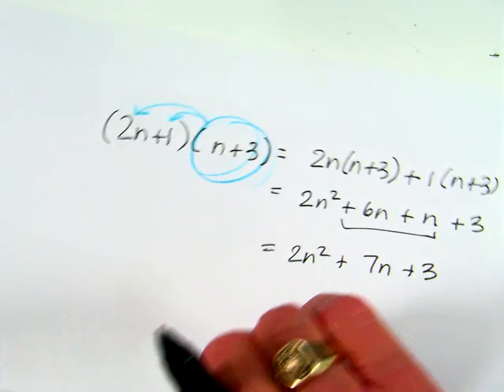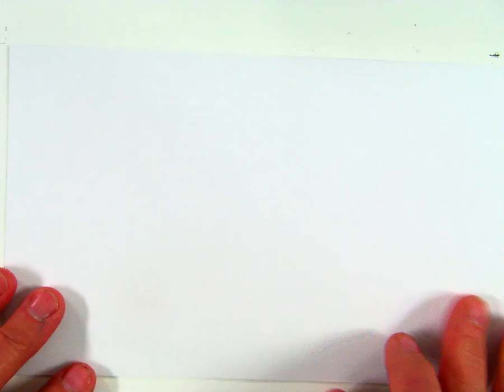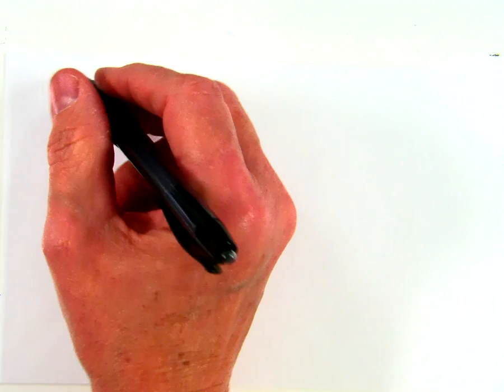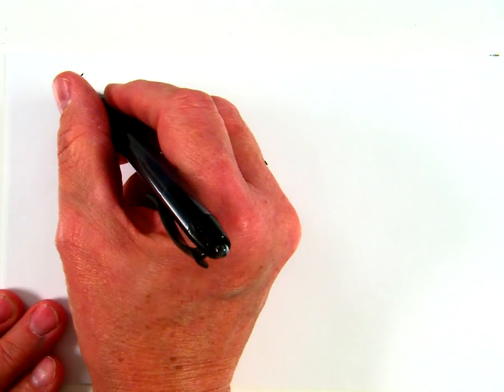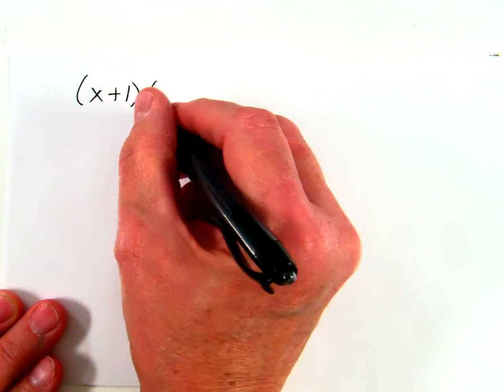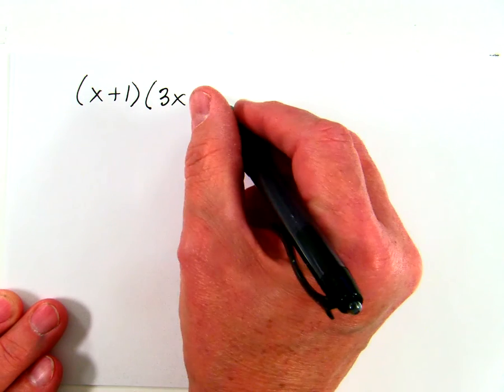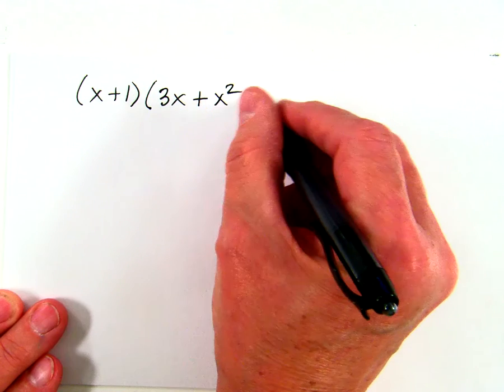Okay. Next up, let's practice. First off, let's see a really messy one. I mean, like really exceptionally messy. You can do this with 2 and 3. For example, I'll do a simple one first. So x plus 1 times 3x plus x squared minus 2.